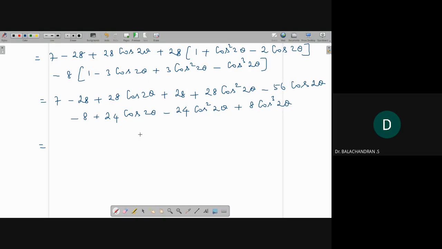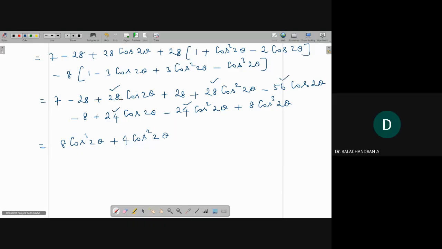So now please tell, what is the highest power you have? Cube. Okay, so how many cubes you have? 8 cos cube 2 theta. And then how many square terms? 28 minus 24, so plus 4 cos square 2 theta. How many cos 2 theta? 28, 24.